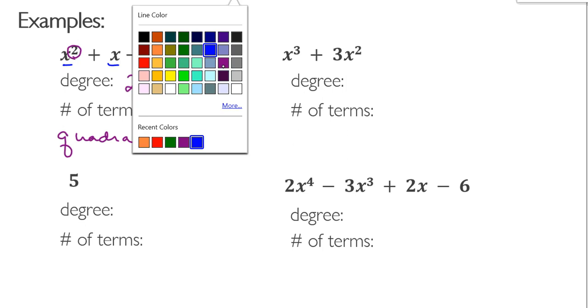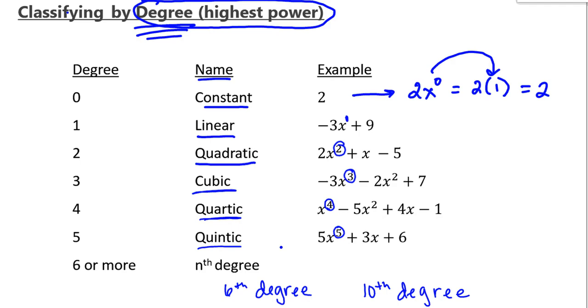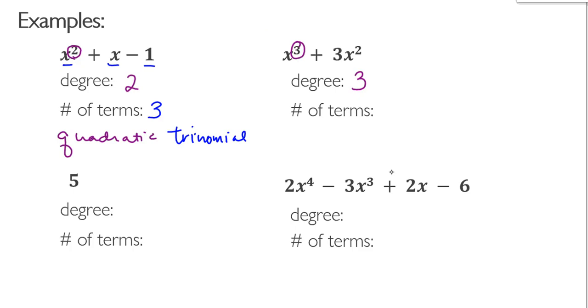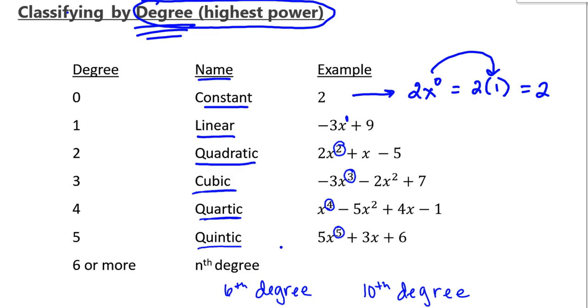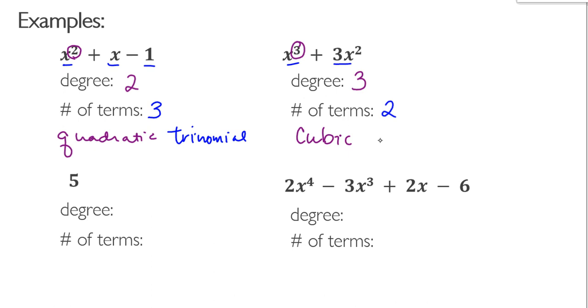All right, this next one, let's see, the degree is 3. So our first word is going to be cubic. And then the number of terms, there's 1, 2 terms, which if you look back, and again, you might know these already if you think about it, when you're introduced to it, mono means 1, bi means 2, tri means 3, so that should be an easy way to remember those. So this would be a cubic binomial.